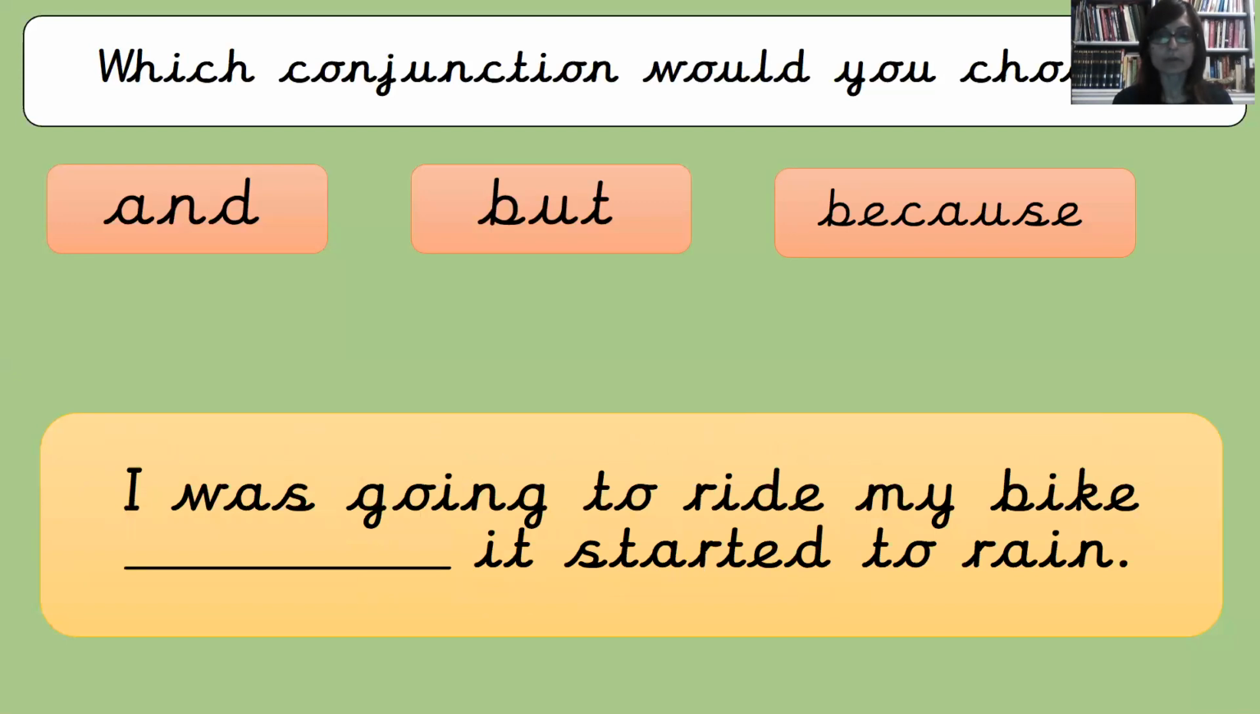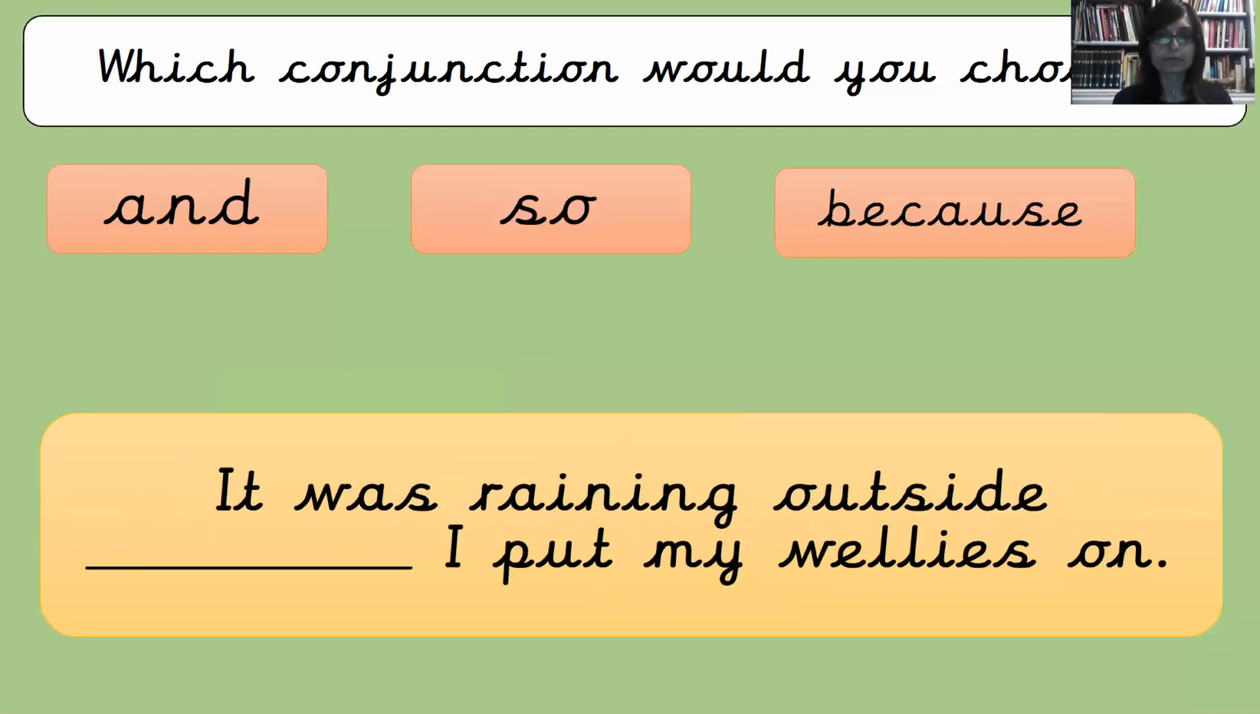I was going to ride my bike. It started to rain. Pause the video to have a think which conjunction you would use. That's correct. But. I was going to ride my bike, but it started to rain. It was raining outside. I put my wellies on. Pause the video to choose the correct conjunction. That's right. So. It was raining outside, so I put my wellies on.